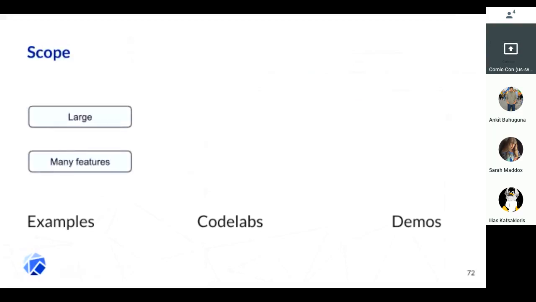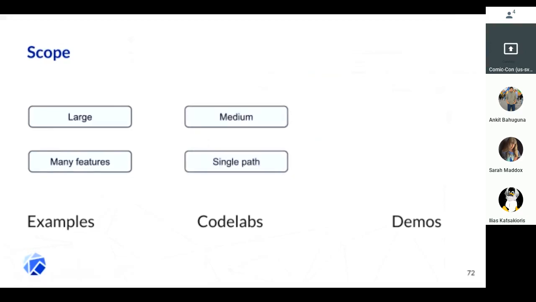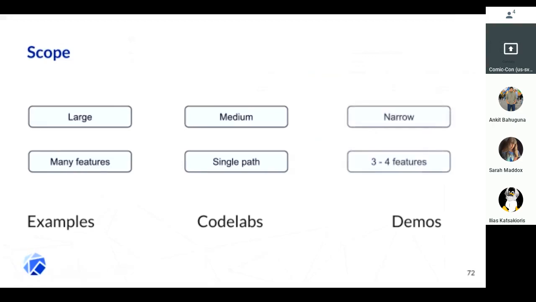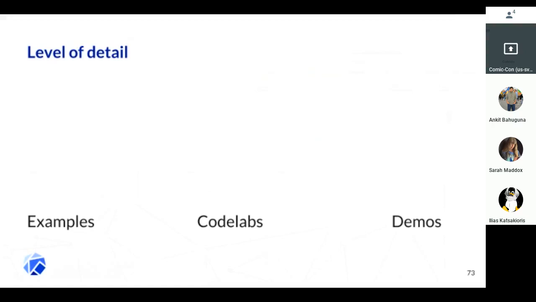In terms of scope, examples are much larger and they can highlight many different features. They can have lots of different subtrees. They can take you down a lot of different paths. Codelabs are smaller in scope and they're designed to take you through a single path, to accomplish a single, very specific objective. And then demos are much more narrow in scope. They're designed to highlight just 3 or 4 key features.